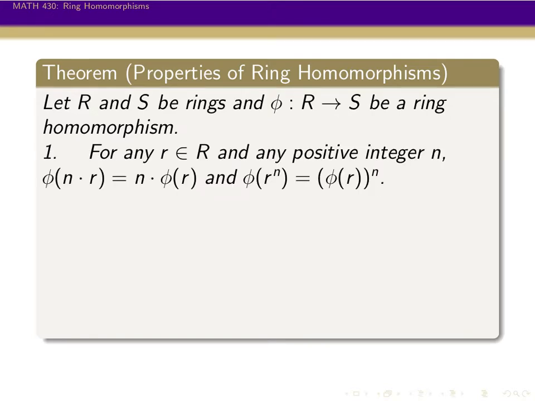So first of all, for any element r in the ring and any positive integer n, recall that n times r is really shorthand for r plus r plus r, n times. Then phi of n times r is the same thing as adding phi of r to itself n times. And phi of r to the nth power, so r times itself n times, is the same thing as phi of r to the nth. This follows completely from the fact that ring homomorphisms preserve these operations.